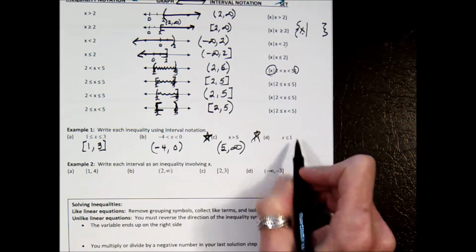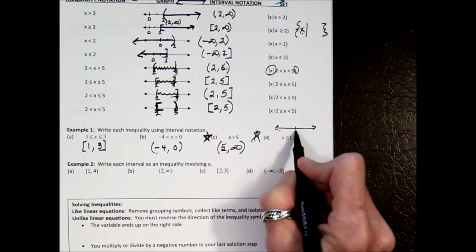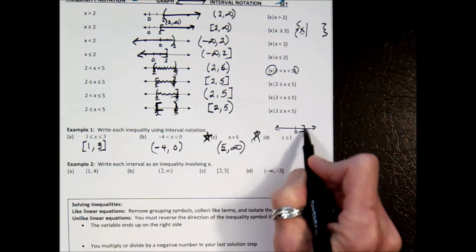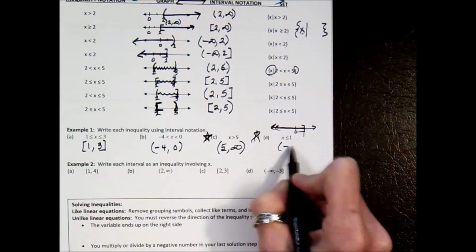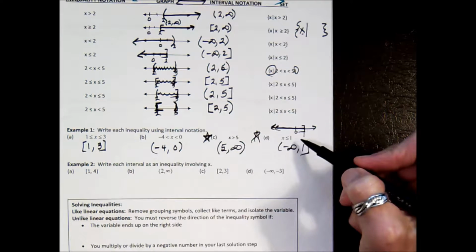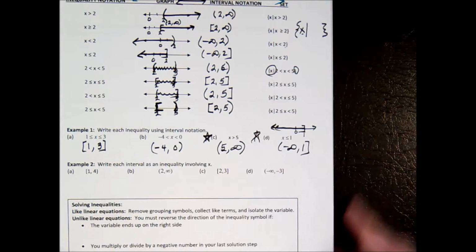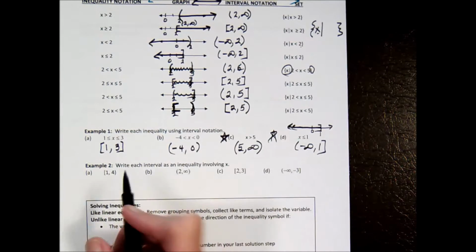So thinking about a number line, which might be helpful in this case, here is our 0, here is our 1, and look at where it's going. It's going to -infinity to 1, and the 1 is included. So do what I just did. If you need to first put it on the number line and then transfer that to interval notation, that's not a problem. All right, let's go the other direction.